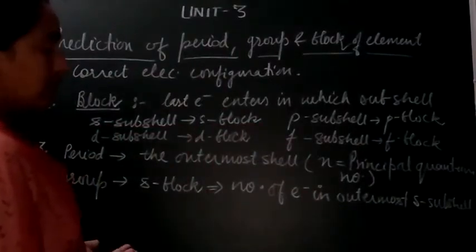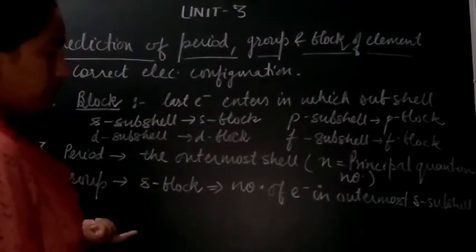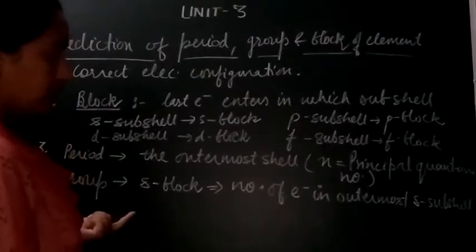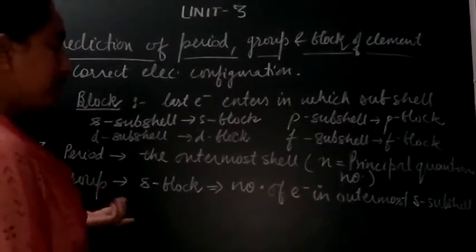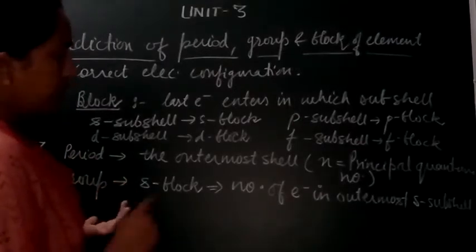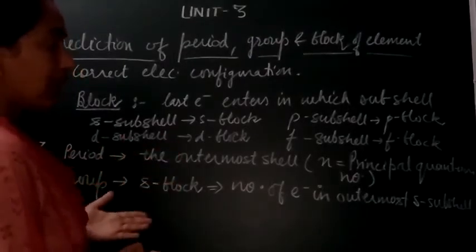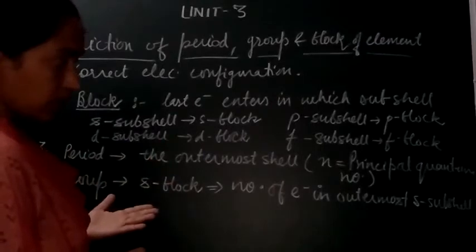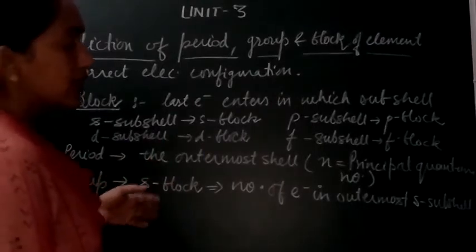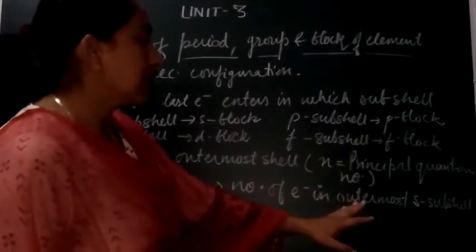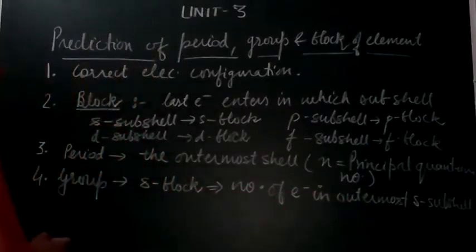Whether it is 3s1 or it is 4s1, we will only see the electrons present in the outermost S subshell, because before that we will have 1s1, 2s1 also. But we are going to only see the electrons in the outermost S subshell.